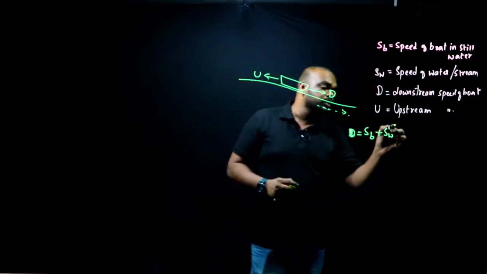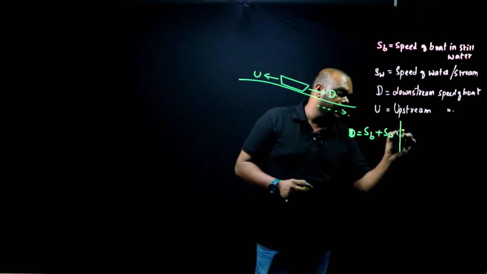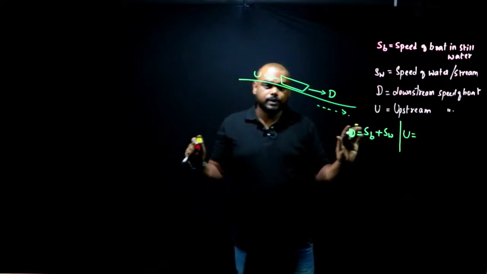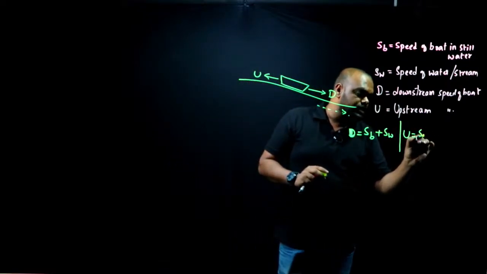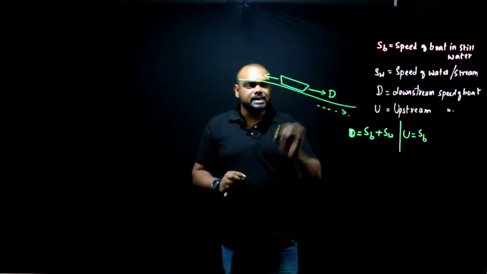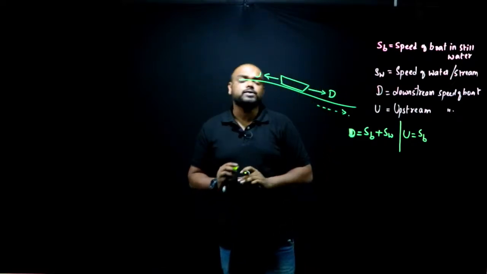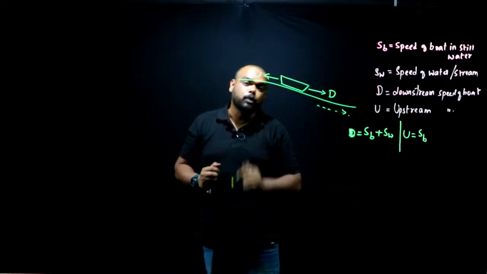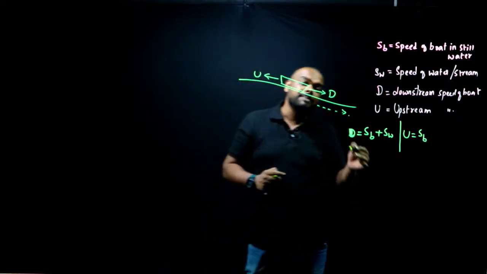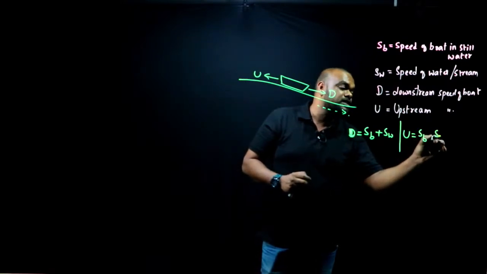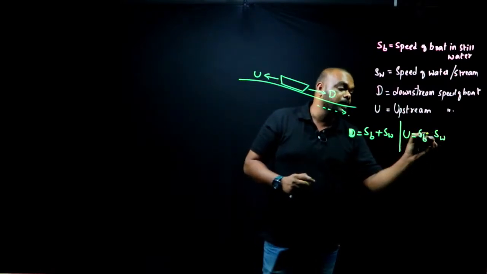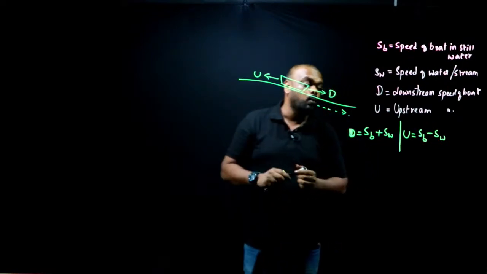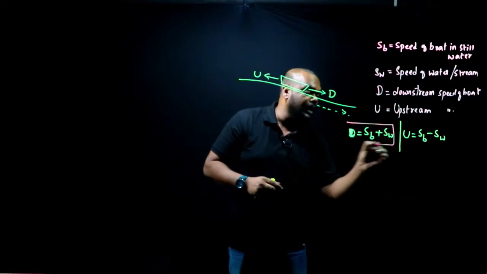Now what happens when the boat sails in the opposite direction? That is upstream. If the water is not flowing at all, the speed of the boat will be speed of boat in still water, that is SB only. But since it is trying to go in the opposite direction of the water, water tries to push it back, thus reducing the speed of the boat. Now how much speed will be reduced? It is the same as the speed of the water. So upstream speed will be speed of a boat in still water minus speed of water. Very important formula, both of them.